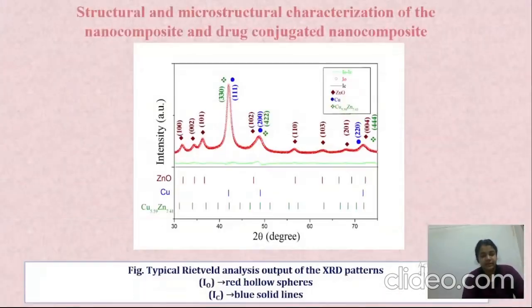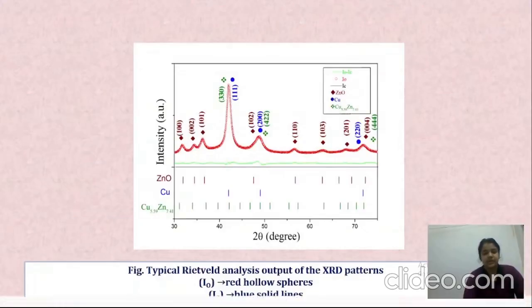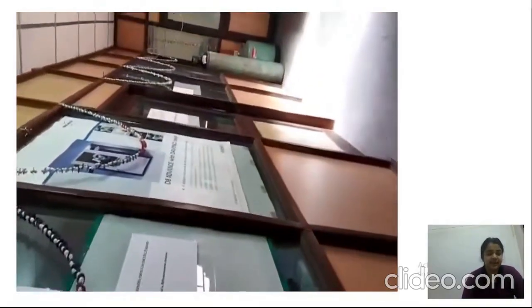After the successful formation of the nanocomposite by several routes, that means several physical and chemical routes, now the structural and microstructural characterization of the sample is needed. For the structural characterization of the sample, the XRD pattern should be taken. And here now we are showing the entire process of the X-ray diffraction. And this is our XRD lab.